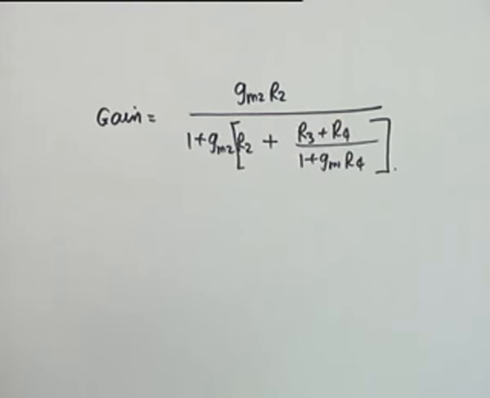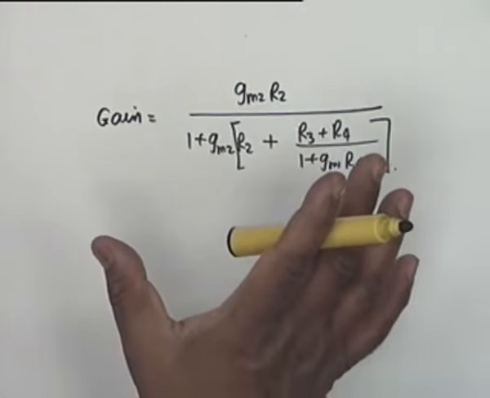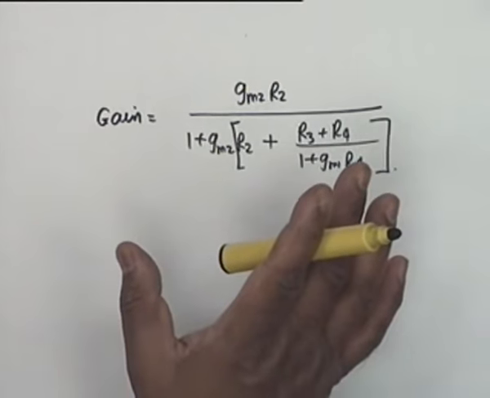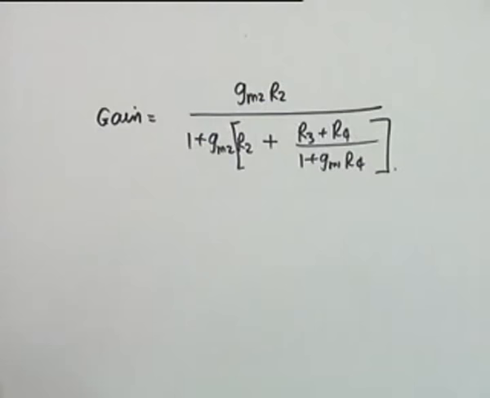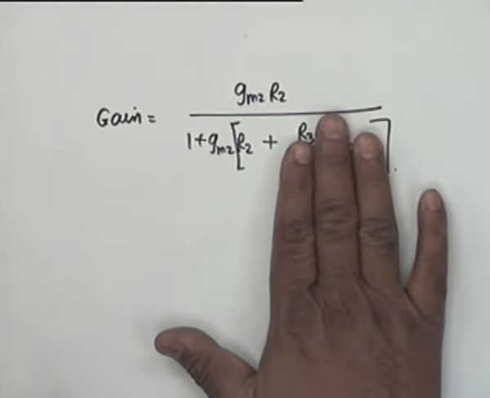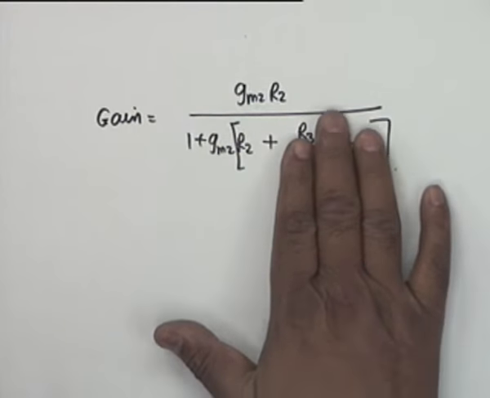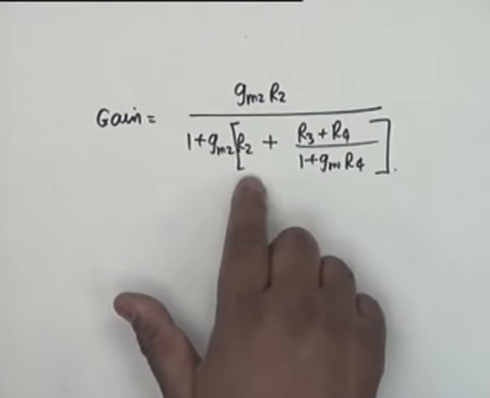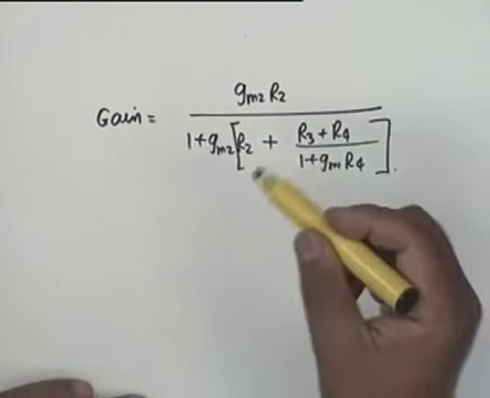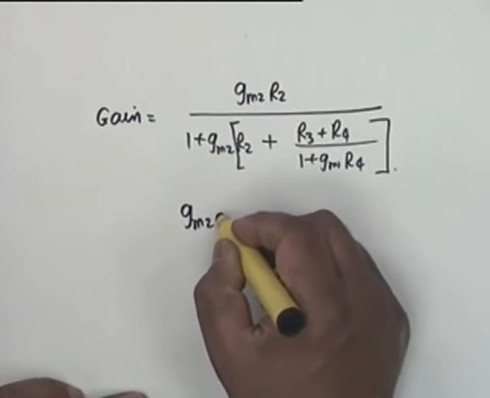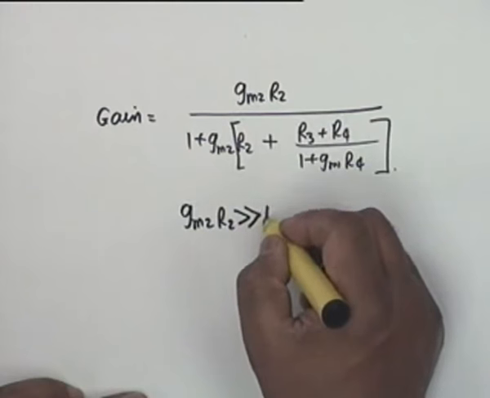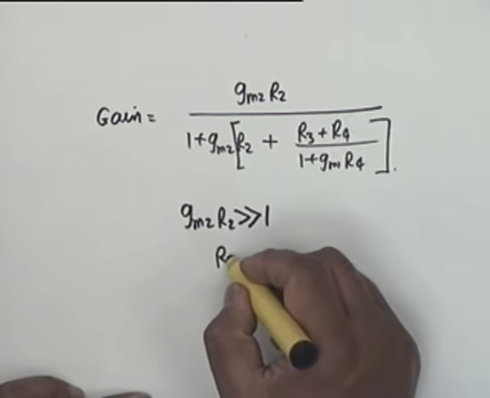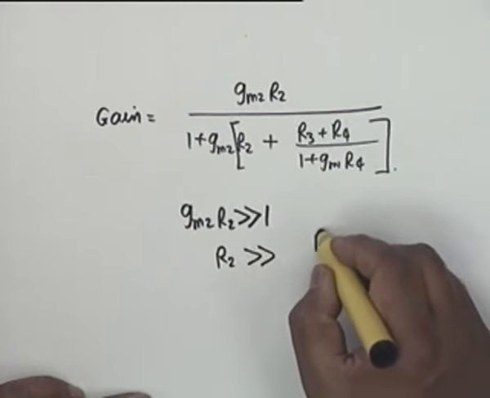Does it fit the bill? Suppose, is there any obvious defect in this expression? Or is there a way to check whether the expression is right? Suppose R3 and R4 are 0. Then the gain is, if R3 and R4 are 0, it will be a simple emitter follower. GM2 R2 divided by 1 plus GM2 R2. Okay? So it's correct.